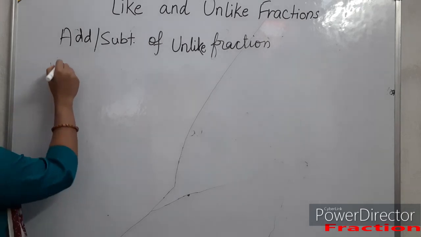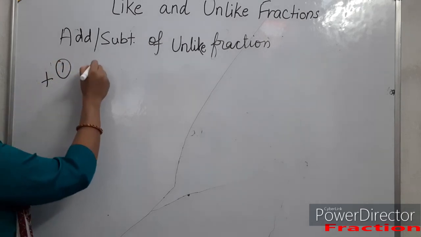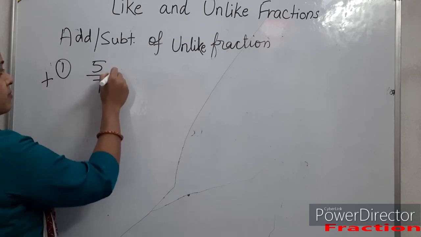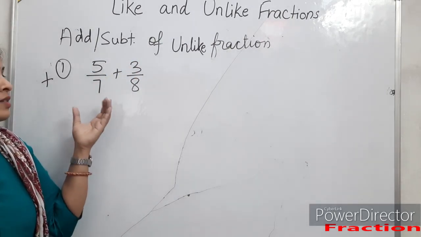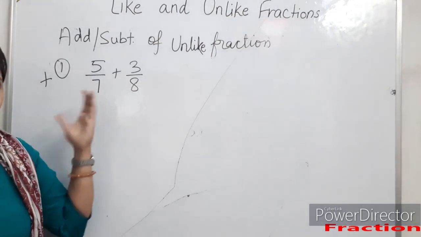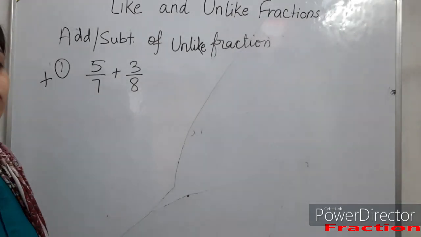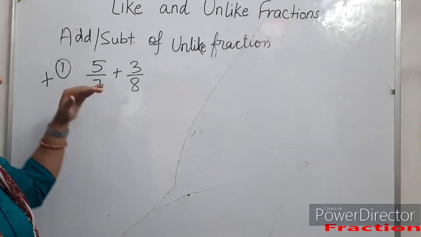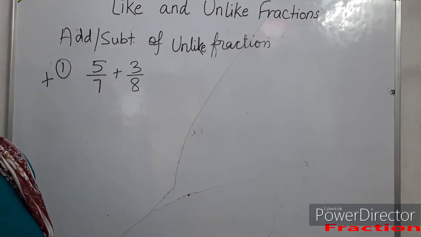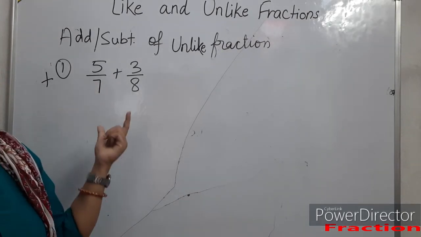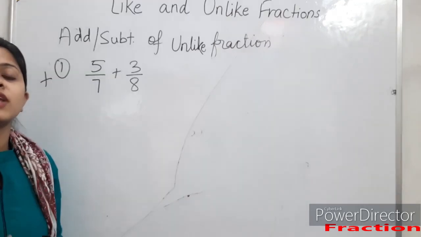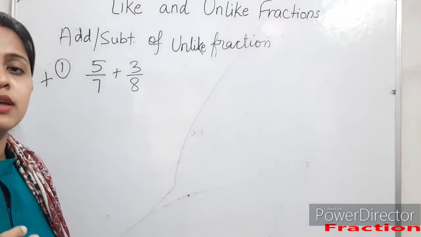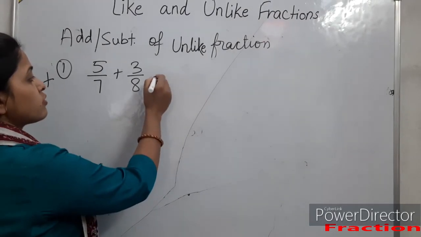The first example of addition is 5 by 7 plus 3 by 8. Here is a question. This is an unlike fraction, and now we have to add both the fractions. Here the denominators are different, so first of all again we have to take the LCM. In the case of addition also we have to take the LCM.